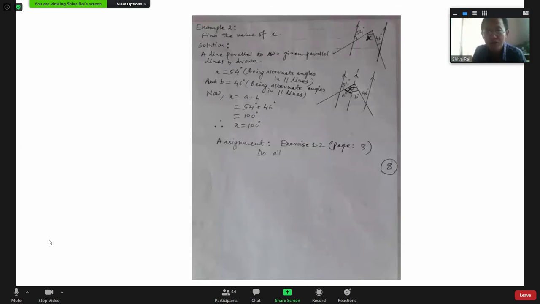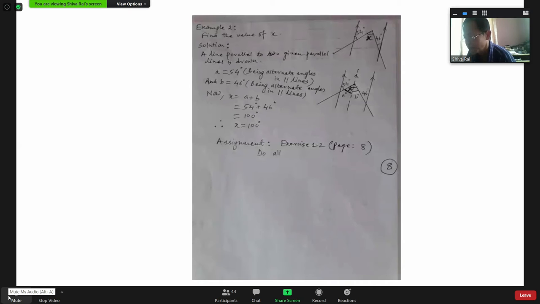Now I am coming to the assignment. Assignment page number 8. You open page number 8. You look there. Here you have to do all, because if you do all these, you will have an idea how to solve problems based on parallel lines and transversal, angles made by transversal with the parallel lines. So try all. In some cases, you have instructions here also. For that, I have given this question. I want to ask you from page number 8.